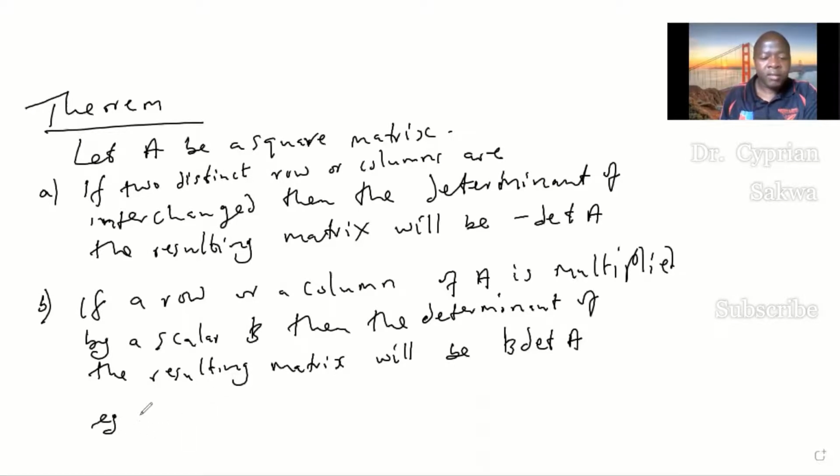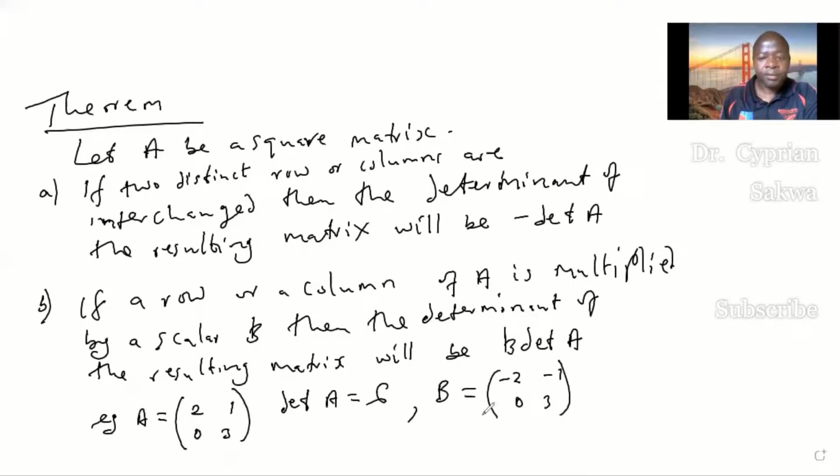For example, let me take A to be 2, 1, 0, 3. And then the determinant of A, as you can see, is 6. Let me now multiply A by -1. I want to multiply just a row. I want to multiply the first row. Let me multiply the first row by -1, so that I have -2, -1, 0, 3. I've just multiplied the first row only, not the entire matrix.